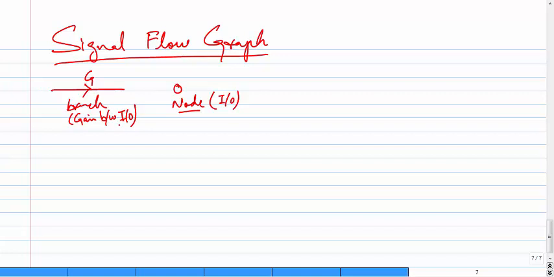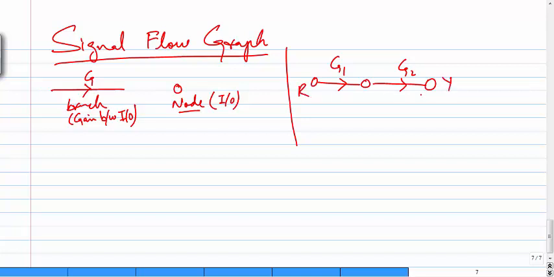For example, if we have point 1 with gain G1, then gain G2, we say this is R and this is Y, so this is equivalent to G1 G2, Y, right?